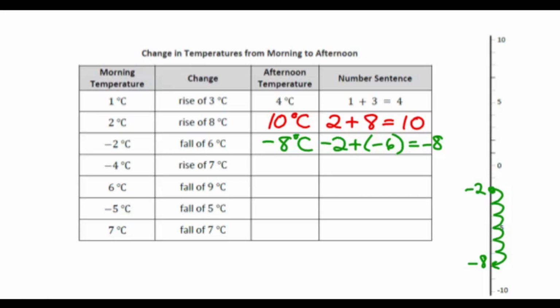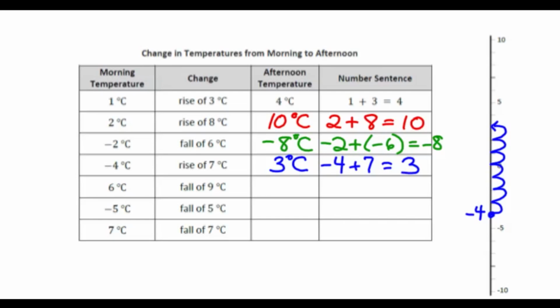For the next example, again, we'll start over. We're starting at negative 4 degrees. That's 4 numbers below the 0. And we're rising 7 degrees. Rising means we're moving up. 1, 2, 3, 4, 5, 6, and 7. Notice that our number is now above the 0, and that's at 3 degrees Celsius. Our equation would be starting at negative 4, adding on a rise of 7 for a final temperature of 3.